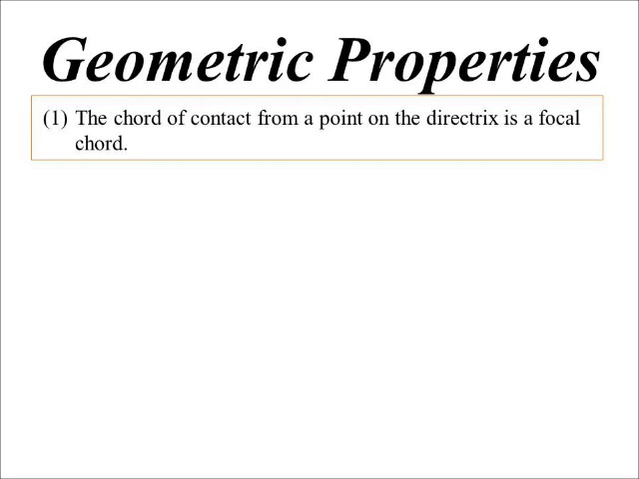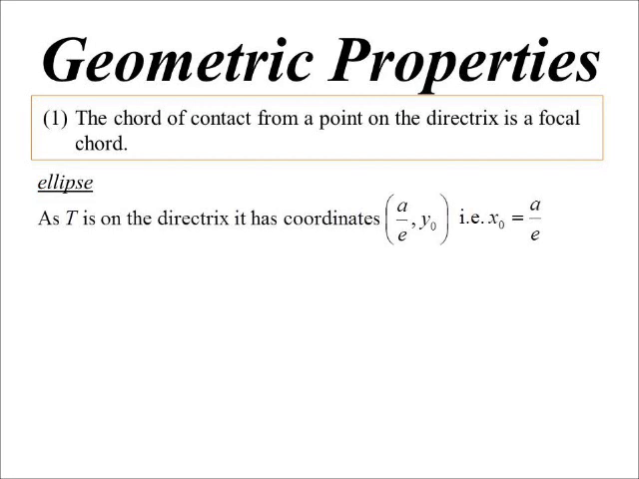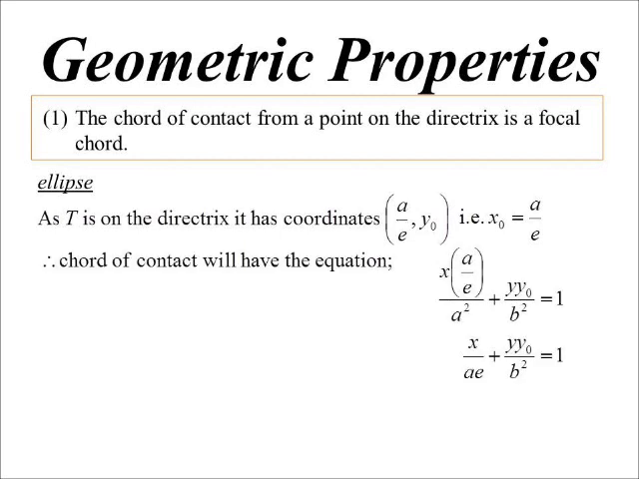Well, let's go and prove that one. I'll do it for the ellipse. The hyperbola is very similar, but I'll do it for the ellipse. Now, they've told us T is on the directrix. Therefore, I know its x-coordinate is a/e. We know the chord of contact will mimic the ellipse, so it would be x₀, but instead of x₀ now we've got a/e, and y₀/b². So we get x/(a/e) + y₀y/b² = 1. Now that's the equation of the chord of contact.